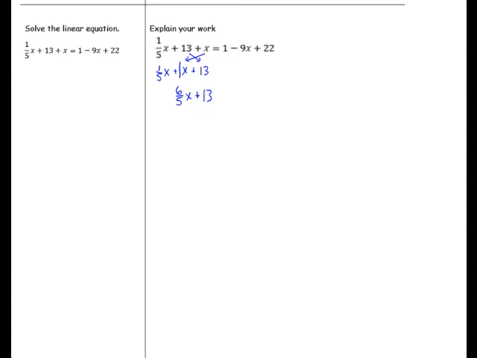Is there anything we can do to the linear expression on the right side to transform it into an expression with fewer terms?